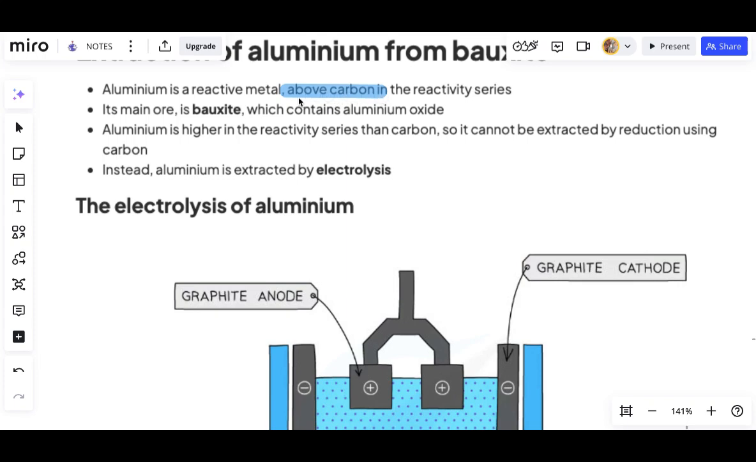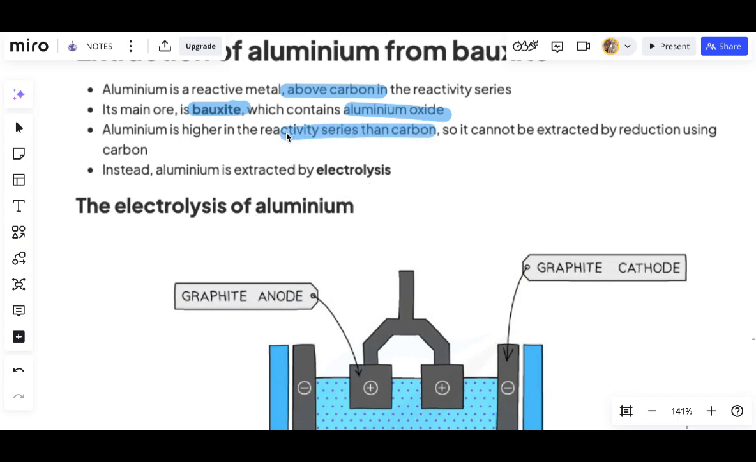Please take note, Cambridge IGCSE students. Once a metal is above carbon in the reactivity series, then we don't use reduction with carbon to extract the metal. We use the electrolysis method. Now, the main ore for aluminium. There are other ores, but the main one you study at this level is bauxite. The main ore where you find most aluminium is bauxite. And this bauxite contains aluminium oxide, which is called the ore of aluminium. Now, aluminium is higher in the reactivity series than carbon.